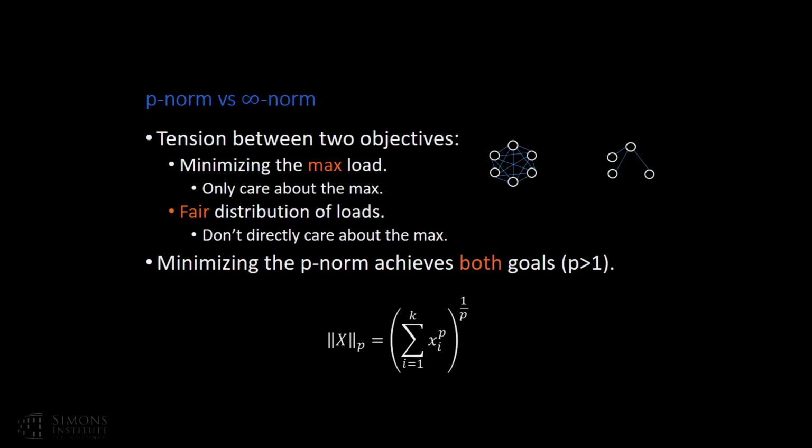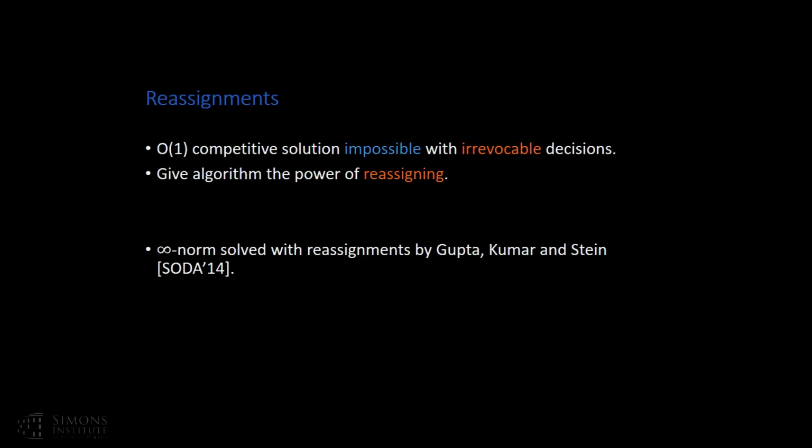All right, so I'm going to focus on minimizing the p-norm as opposed to minimizing the infinite norm, and this is kind of motivation as to why you might care about that. The other thing we're going to do is, as I mentioned before, the models that people have considered, in these models, the decisions are irrevocable. Once we decide a match, we cannot change it.